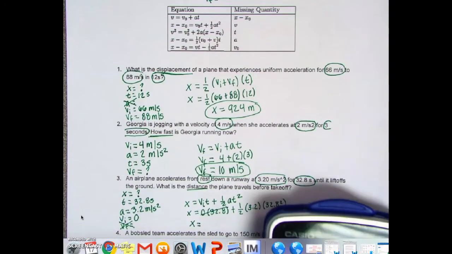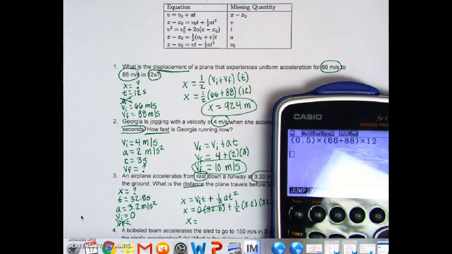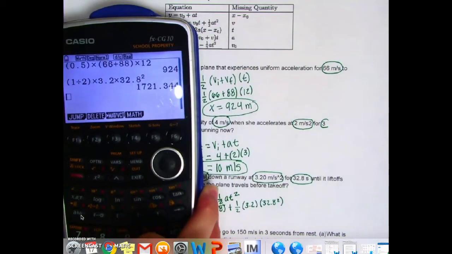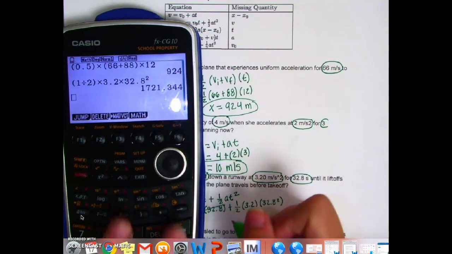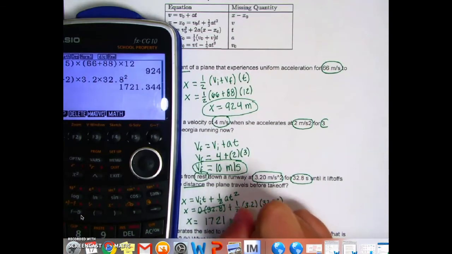So in my calculator, I'm going to put in 1/2 times 3.2 times 32.8 squared, equals, and it gives me a value of 1,721 meters.